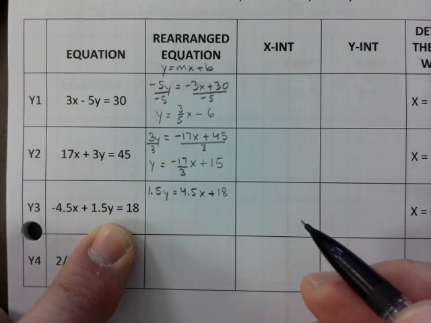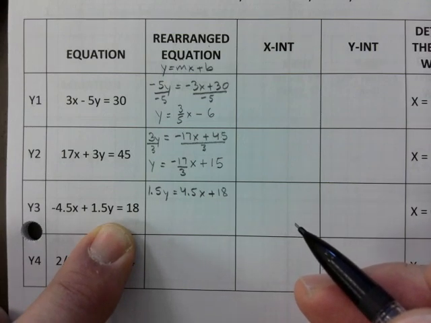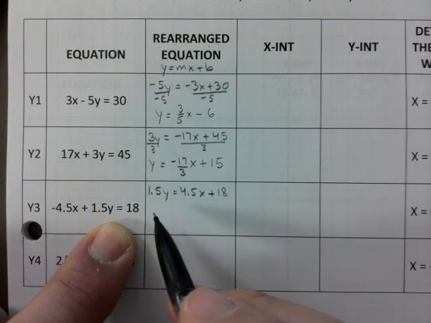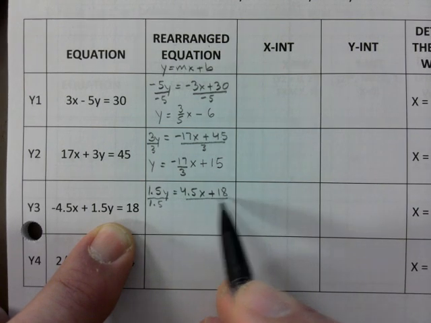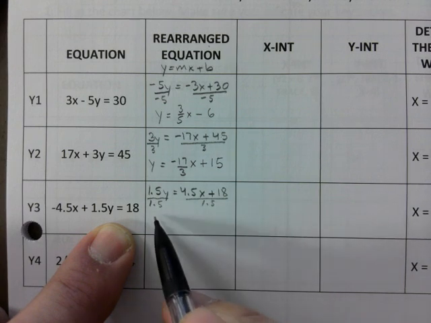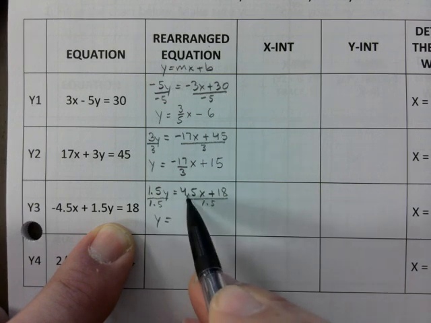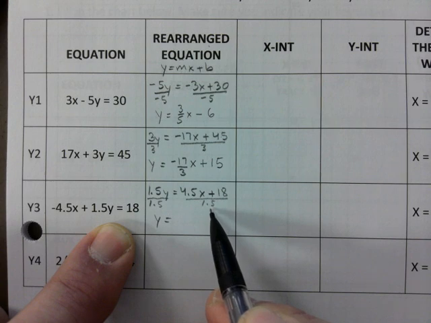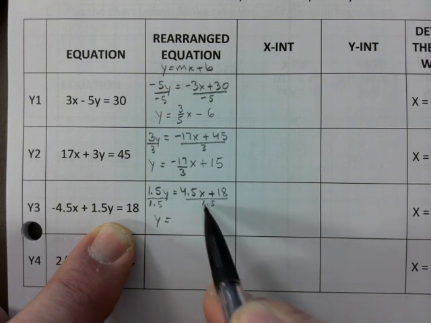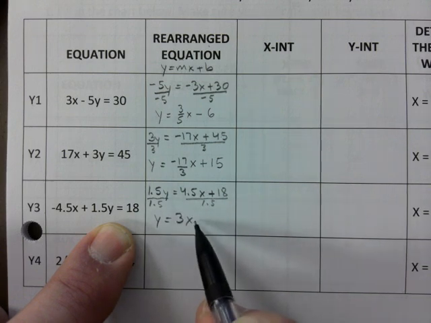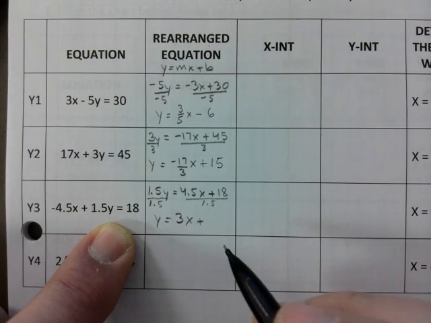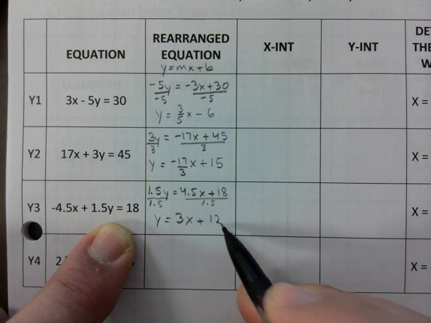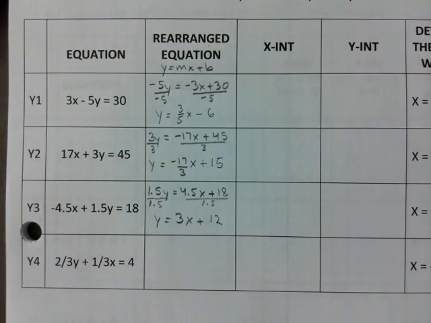I don't need you to reduce fractions. Okay, so you're probably like, yes, right? We don't, because that's not the goal in this course. It's solving problems. 4.5 over 1.5, that is actually exactly 3. Okay. 18 divided by 1.5 is exactly 12. So, phew, right?